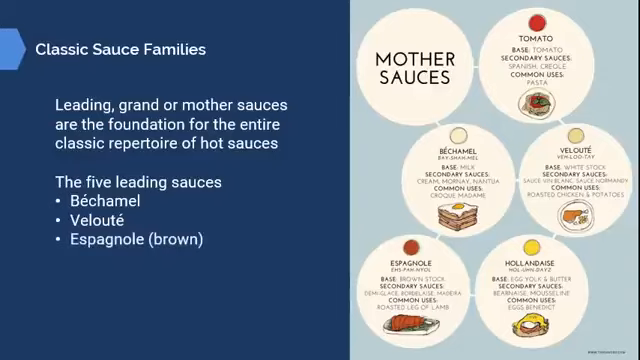Espagnole, or brown sauce, is made from a brown stock. Some of the secondary sauces for this would be demi-glace, bordelaise, Madeira, and it's commonly used with meats and lamb and game meats.